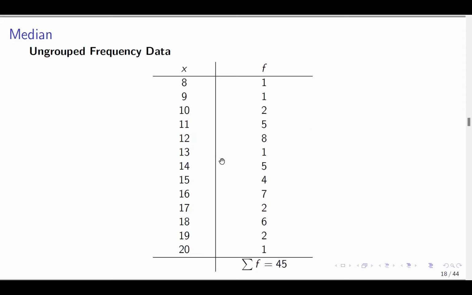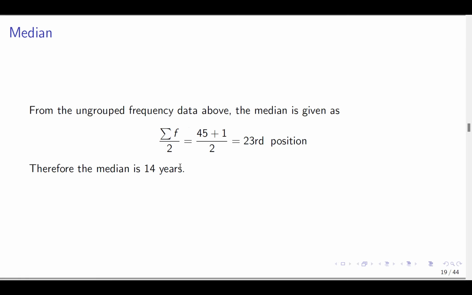Let's go back. Now, where is the 23rd position? You start summing your frequency. So 1 plus 1 is 2, plus 2 is 4, plus 5 is 9, plus 8 is 17, plus 1 is 18, plus 5 is 23. So our 23rd value lies at this point, and the X value corresponding to this position is 14. Therefore, our median is 14 years.